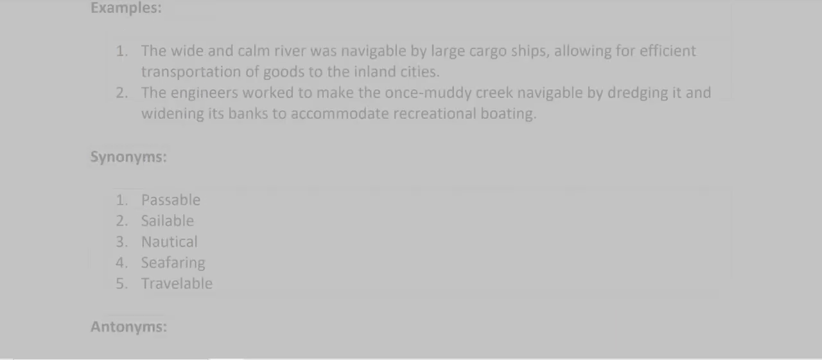Examples. 1. The wide and calm river was navigable by large cargo ships, allowing for efficient transportation of goods to the inland cities. 2. The engineers worked to make the once muddy creek navigable by dredging it and widening its banks to accommodate recreational boating.